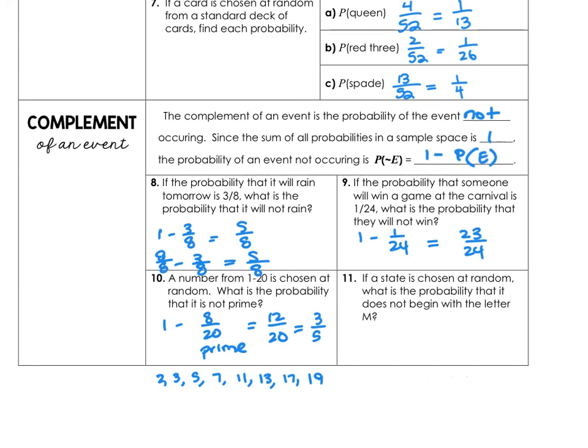Okay, last example, and then you get to work on your practice. If a state is chosen at random, what is the probability that it does not begin with the letter M? All right, I'm just going to tell you that there are 8 out of the 50 states that do start with the letter M. So if I was going to subtract that from 1, I'm going to end up with 42 states out of 50 that don't start with the letter M, which can be simplified to 21 out of 25. Excuse me. Okay, as our final answer. So again, you're just trying to find, after you know what is possible, what's not possible.